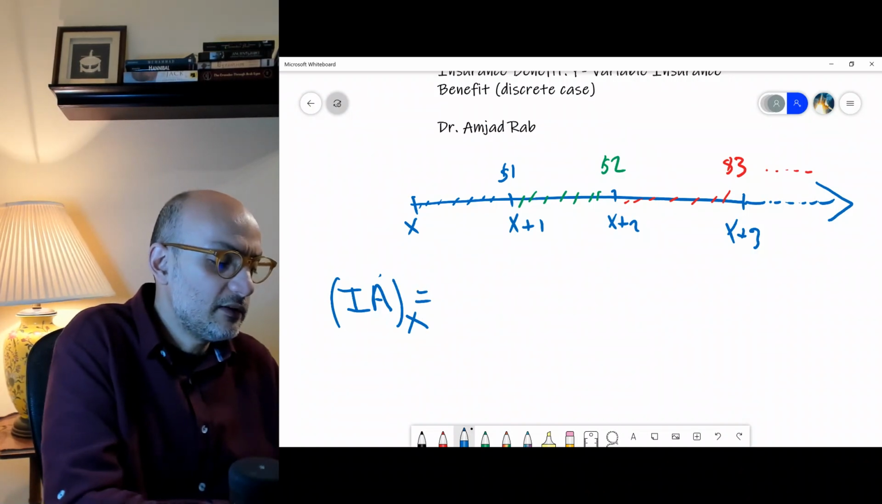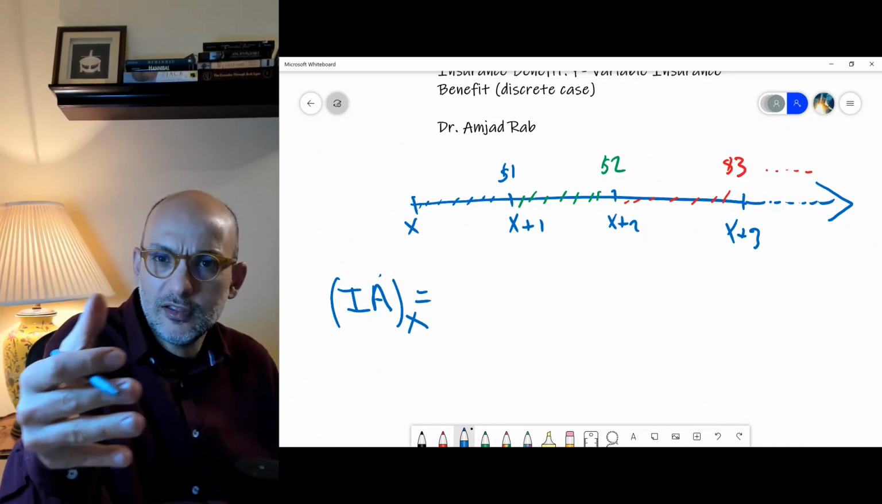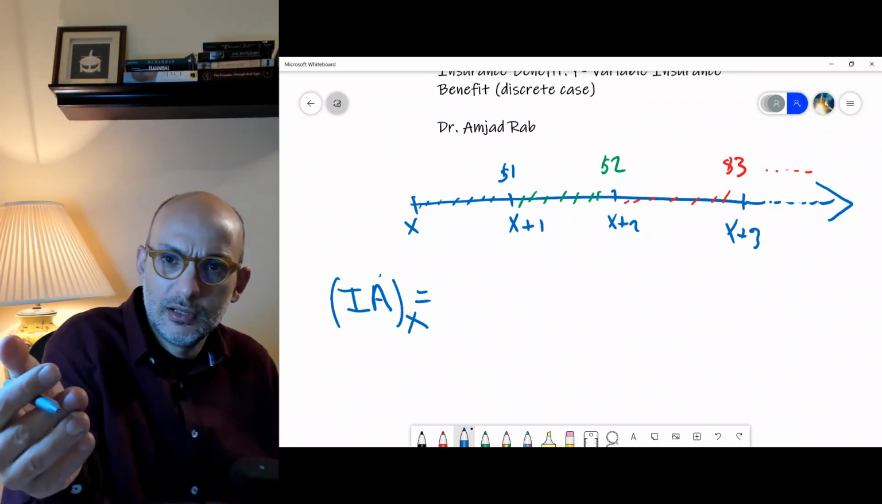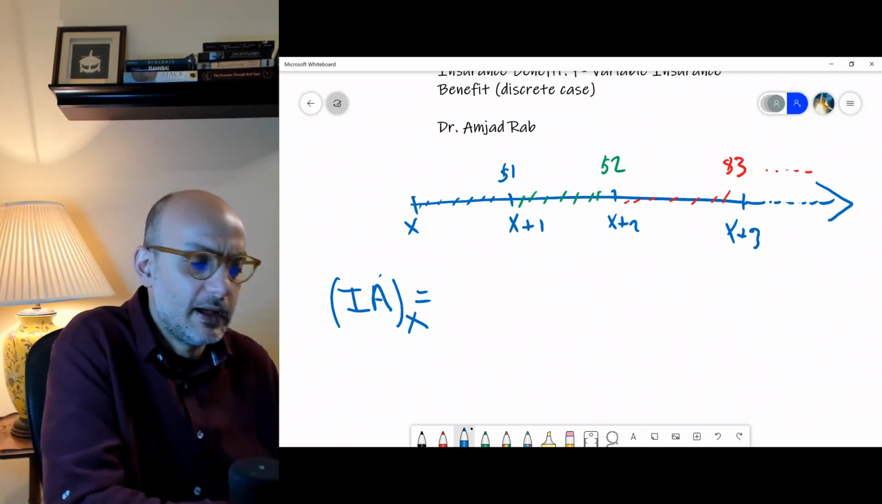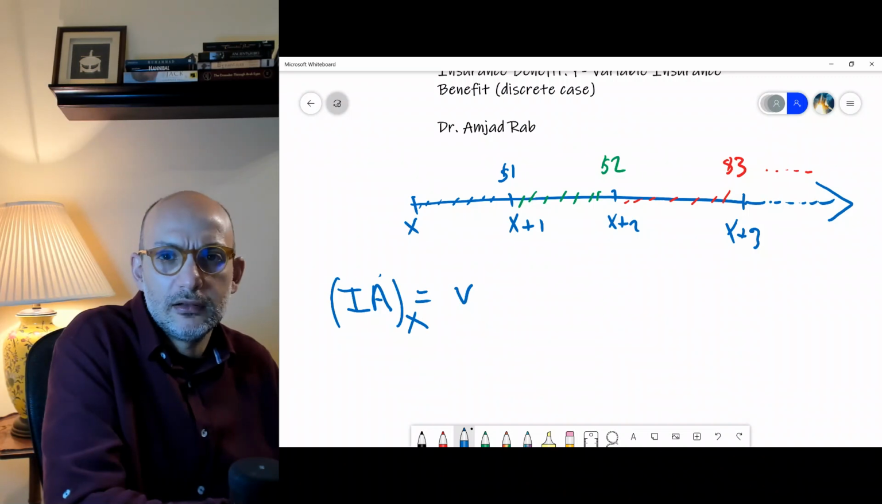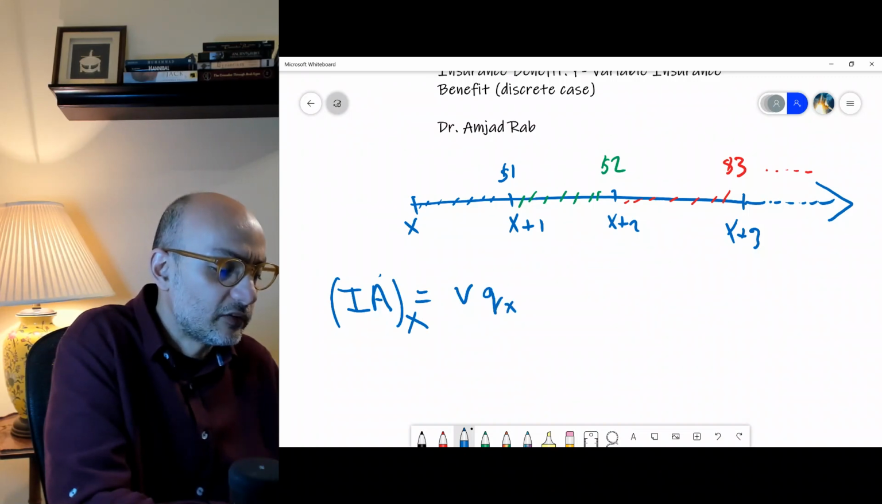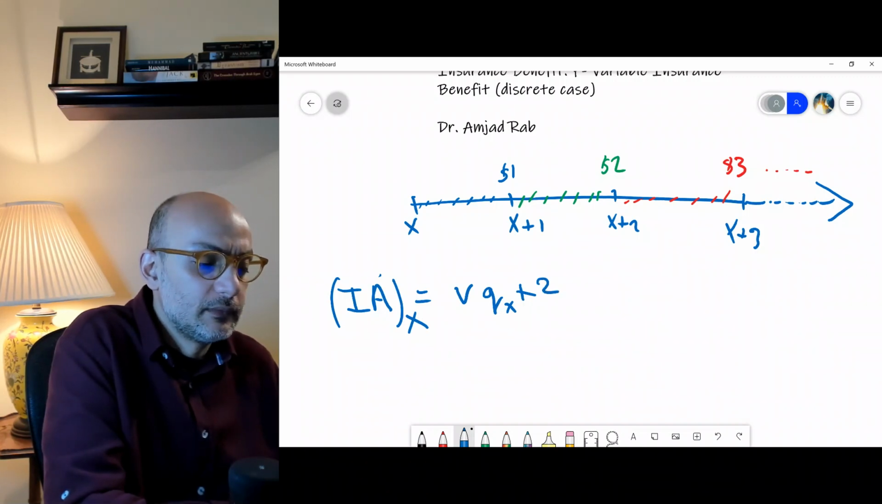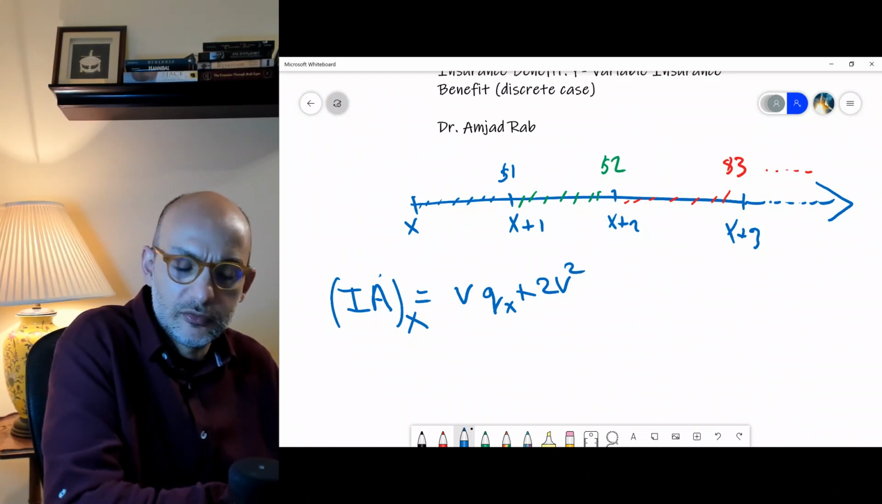And to evaluate this one, it's easy. It's discrete, so we need to evaluate its expected value: the discounted benefit multiplied by the probability. So let's take the first one. First $1 at the end of the year, discounted back, so it's $1 times v. And the probability to claim this benefit is the probability of death, which is q_x. Now let's take the second term. Now this is $2, but you need to discount it back. So 2v squared, because it's 2 years, so we discount it back.